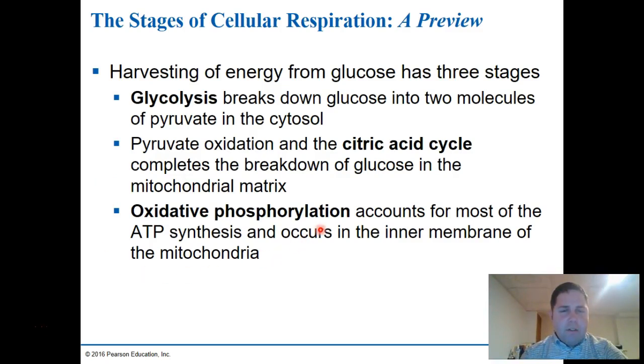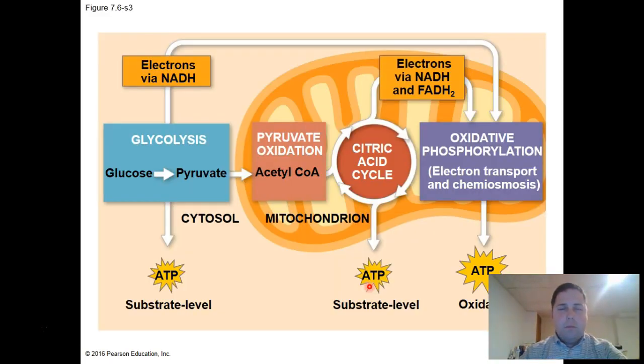And then we take all of those electron carriers we've generated in glycolysis and in the citric acid cycle, and we're going to do oxidative phosphorylation in the inner membrane of the mitochondria to make a bunch of ATP. Glycolysis occurs in the cytosol. The other 2 processes occur in the mitochondria. And you can see that here. Cytosol versus the mitochondria.